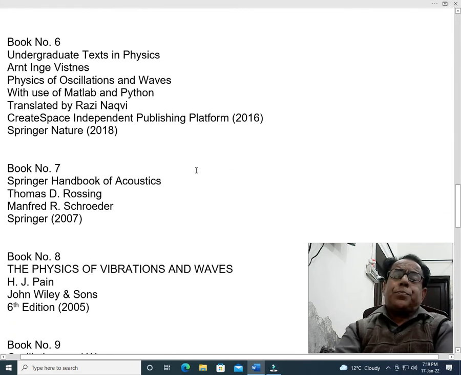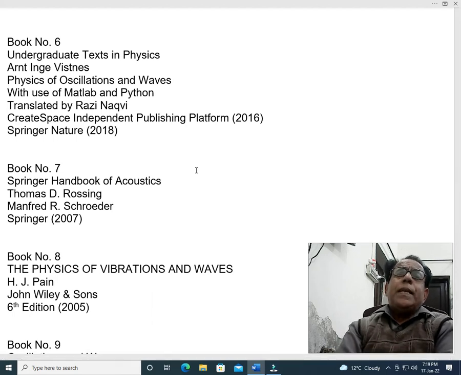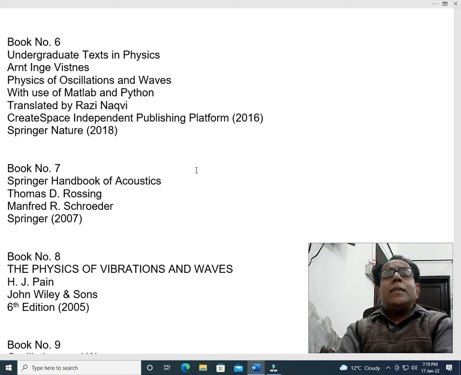Now we come towards book number 6, Undergraduate Texts in Physics. Its author's name is again very less familiar, Arnt Inge Vistnes, whatever may be the exact pronunciation. Physics of Oscillations and Waves with use of MATLAB and Python. Translated by Razi Naqvi. Its publisher is Create Space Independent Publishing Platform 2016, and later on owned by Springer Nature 2018.